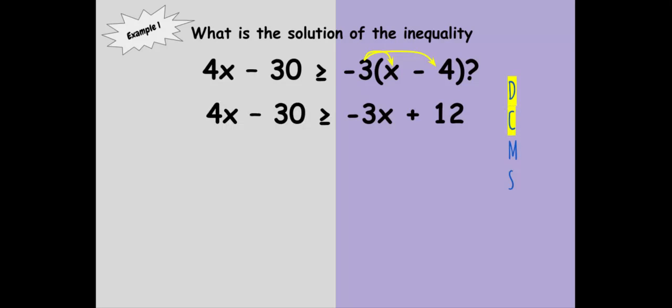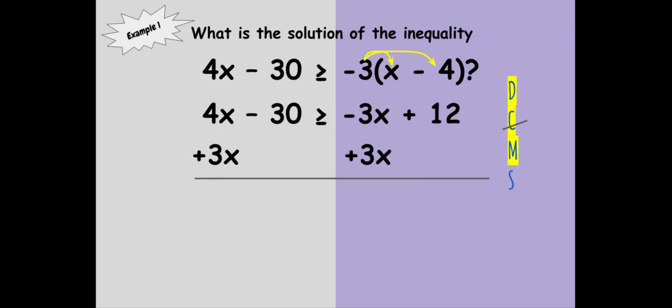Now we see, is there any combining like terms on either side? And the answer is no, there's no combining like terms. But we do have moving letters. Is there moving letters? Yes. We have that negative 3x has to get over to that 4x. How do we do that? Well, we add 3x to both sides. So we cross it off on the right-hand side and we get 4x plus 3x is 7x. And then we're going to bring everything else down. So we end up getting 7x minus 30 is greater than or equal to 12.